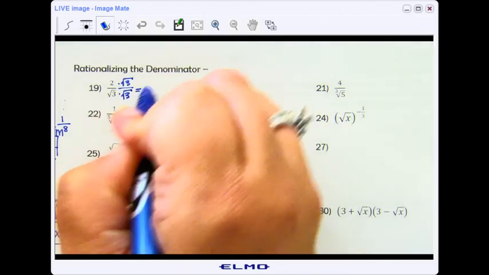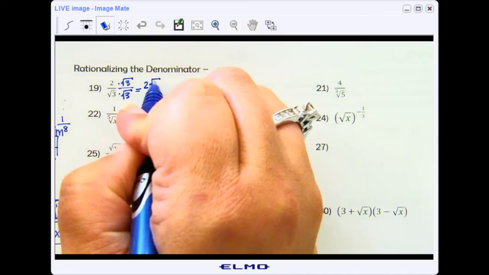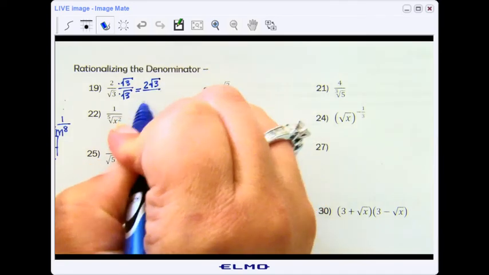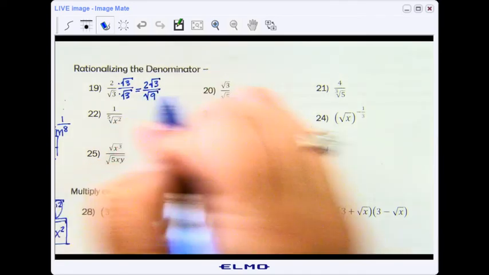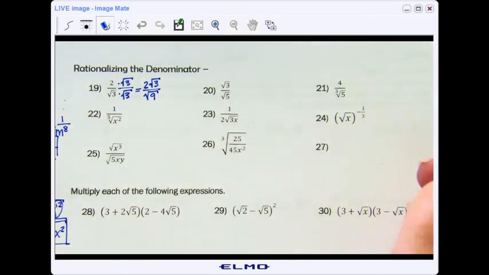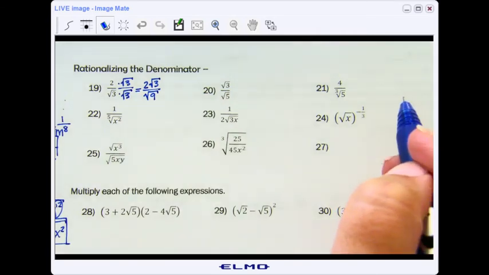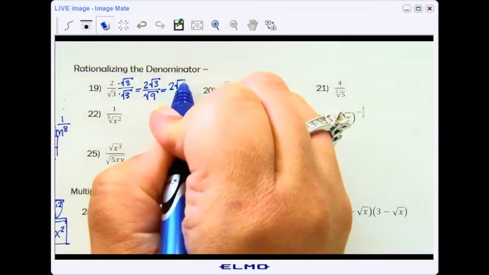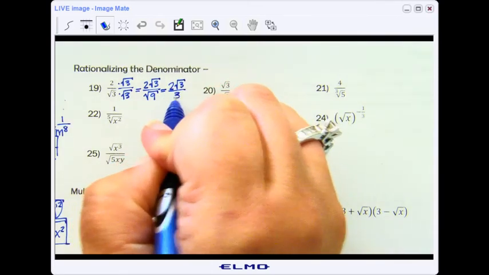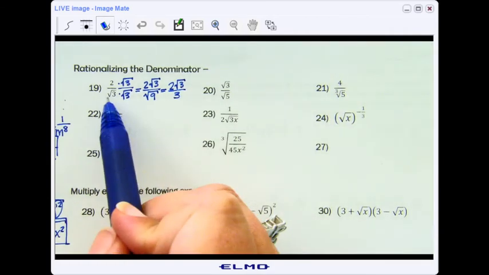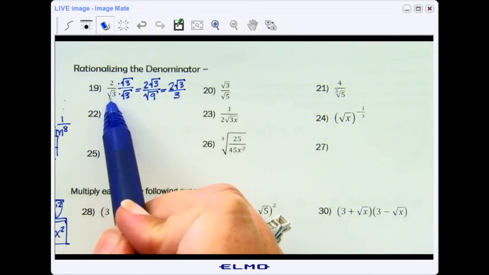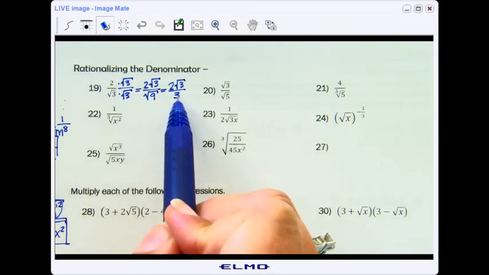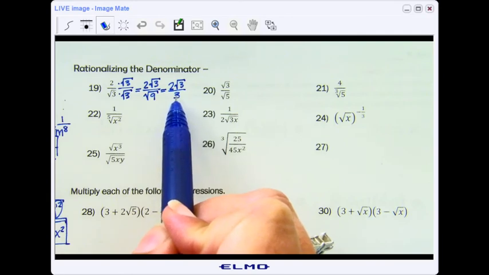When I do this, this creates 2 square root of 3 in my numerator over the square root of 9 in my denominator. Well, the square root of 9 is 3. So this is 2 square root of 3 over 3. So I have taken an irrational number and I have made it rational. Thus, I have rationalized the denominator.